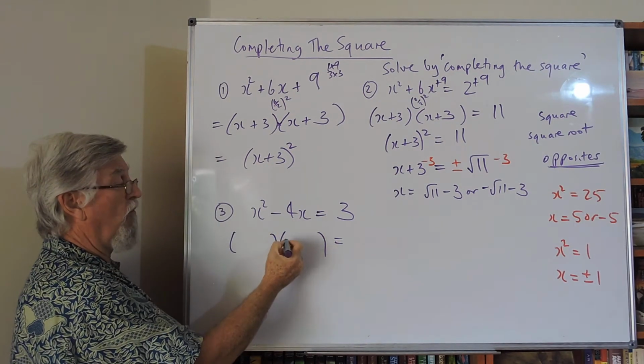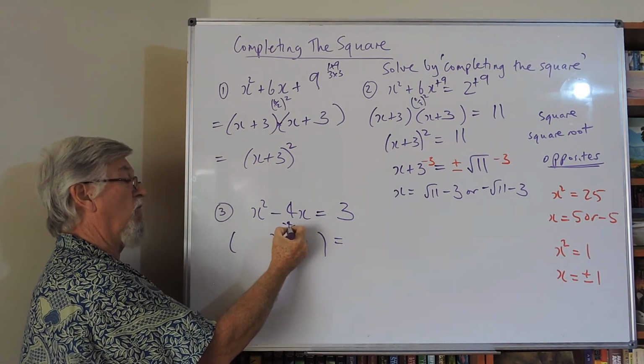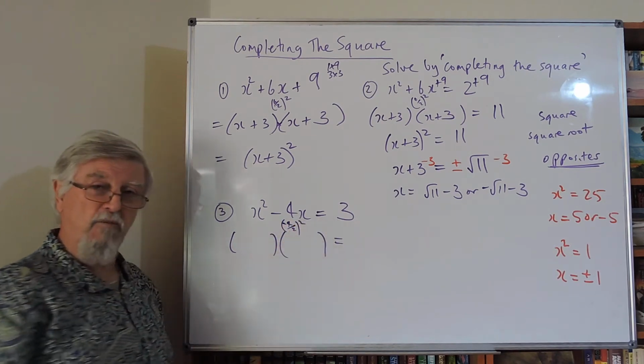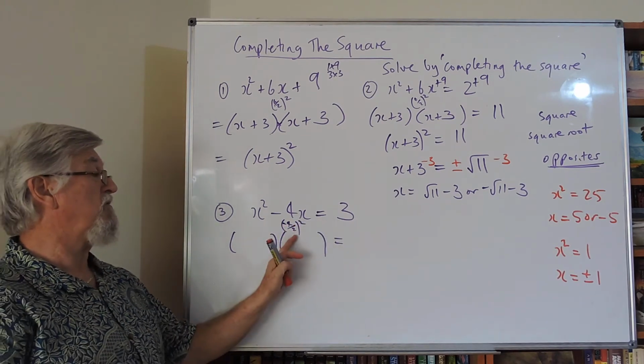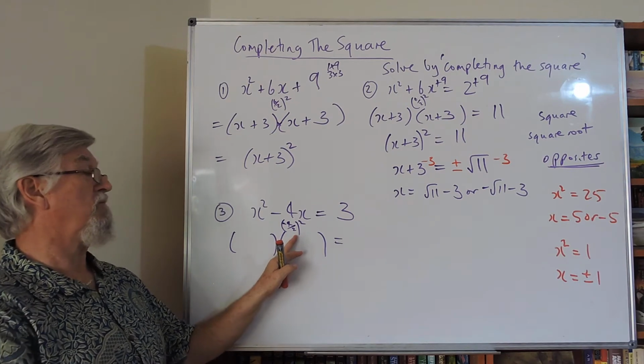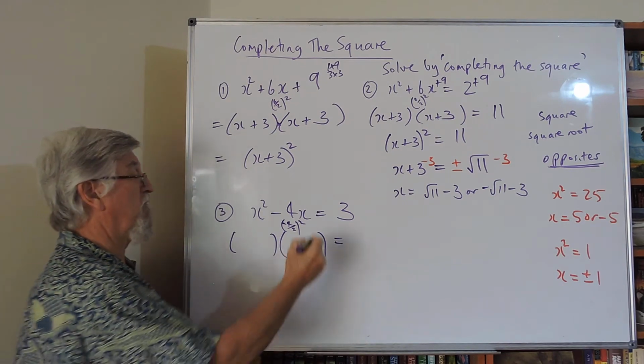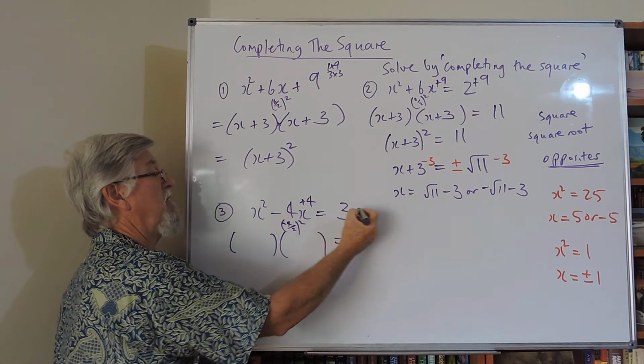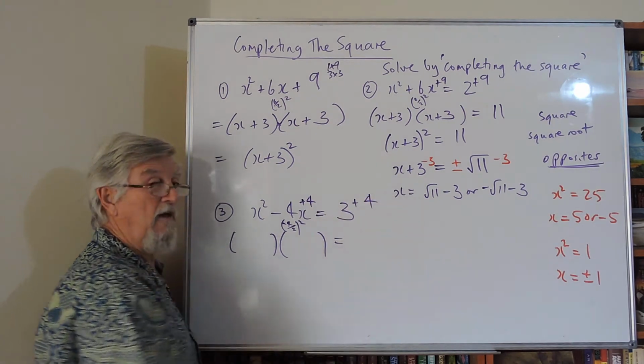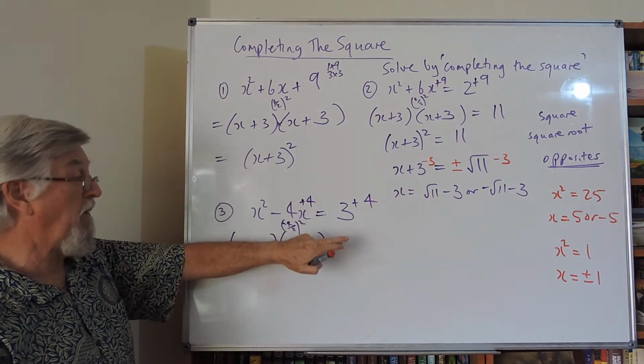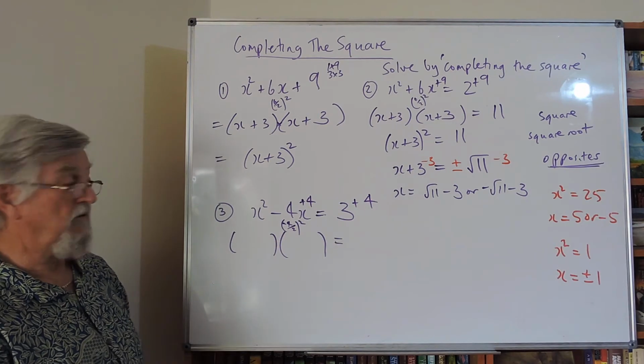If I halve the 4, it's actually halving a minus 4. But when I halve the minus 4, I get a minus 2. And when I go minus 2 times itself, is positive 4. So I'm going to add 4 to this side, I add 4 to this side. If you want to, you can put it on the next line. I'm just a bit limited for space, and spread it all out.